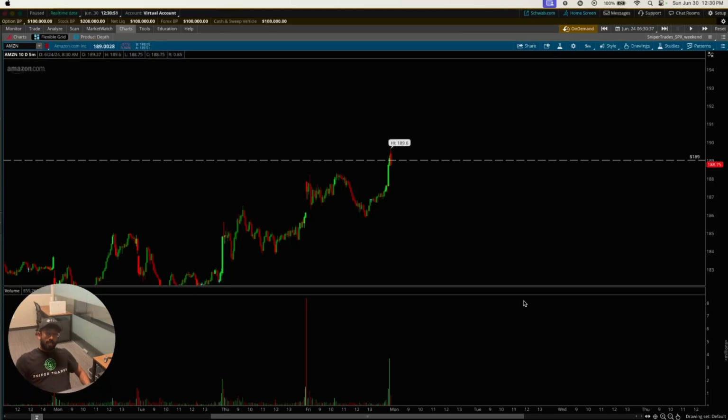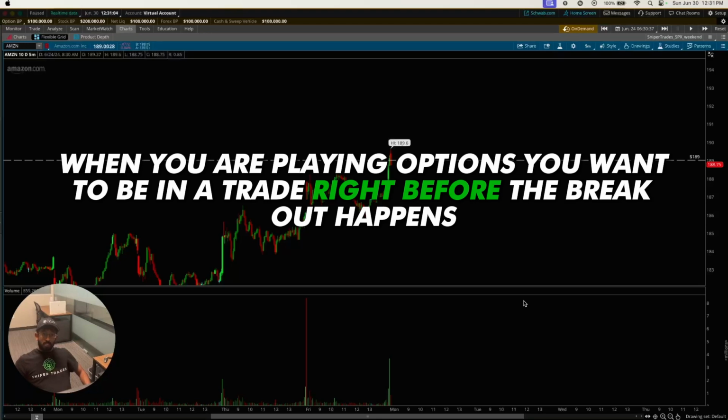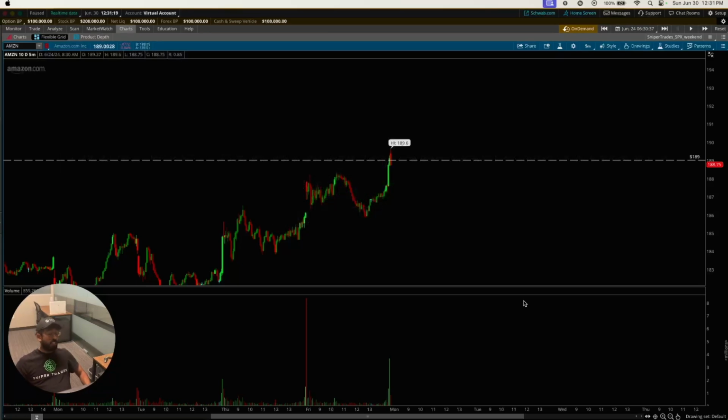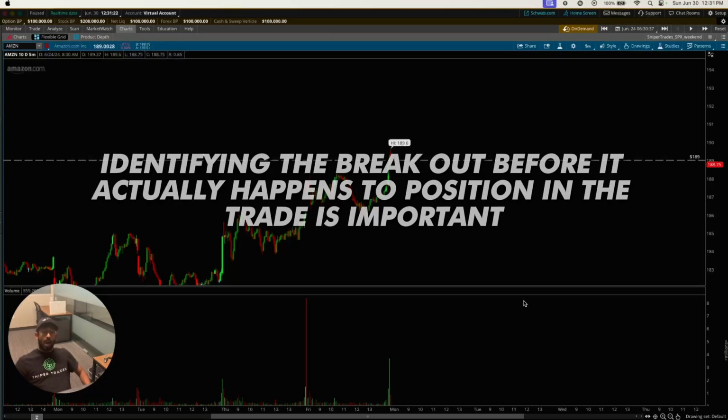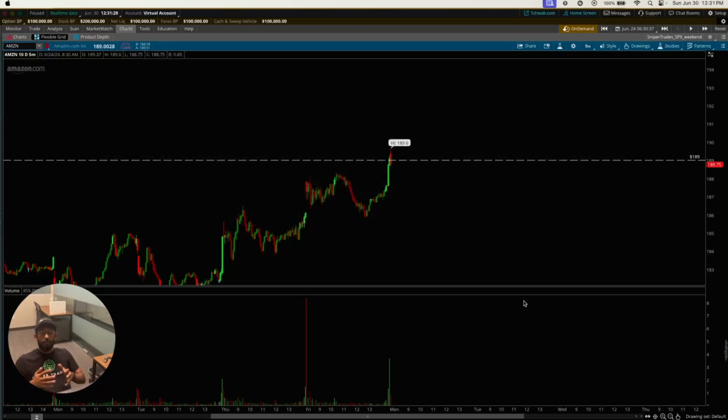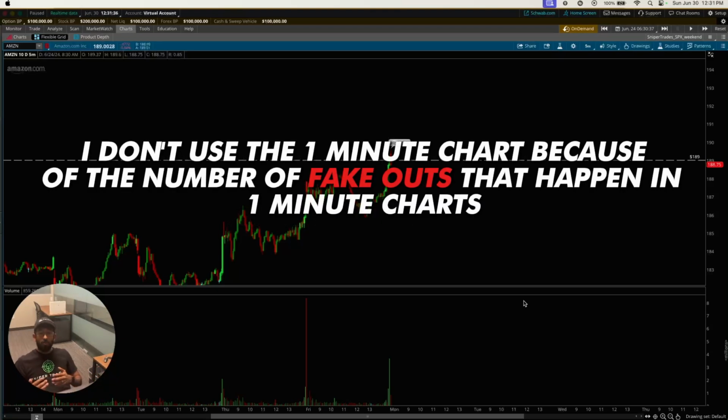The main reason why I do that with respect to the 5-minute and the 15-minute is because when you are playing options, you want to be in a trade right before the breakout happens because the premiums inflate pretty much after the breakout happens and you do not want to chase those premiums. So identifying the breakout before it actually happens to position in the trade is quite important. And I do that with the 5-minute and the 15-minute chart. And I don't really use the 1-minute chart because of the number of fake-outs that happen on the 1-minute chart.